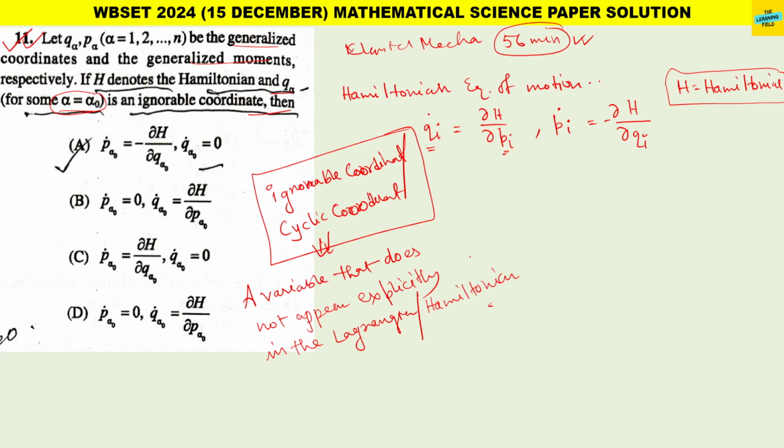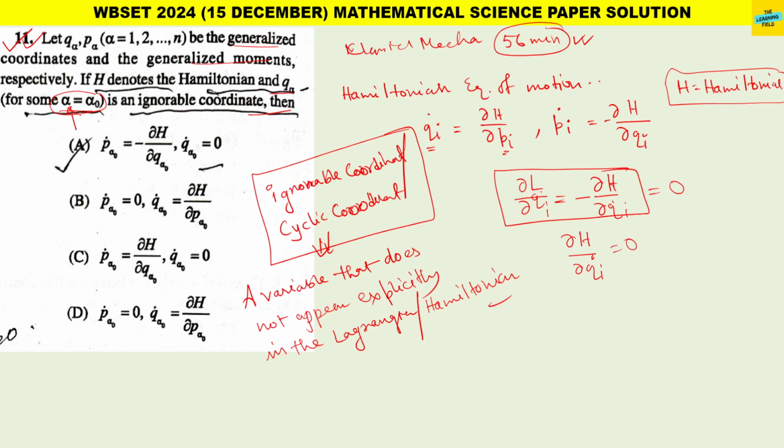Fine. That means we know that ∂L/∂qi equals minus ∂H/∂qi. This is the Lagrangian to Hamiltonian relation, and ignorable coordinate means what? This ∂H/∂qi is actually equal to 0. That means this is qi dot equal to 0, and here the i value is alpha equal to alpha naught.